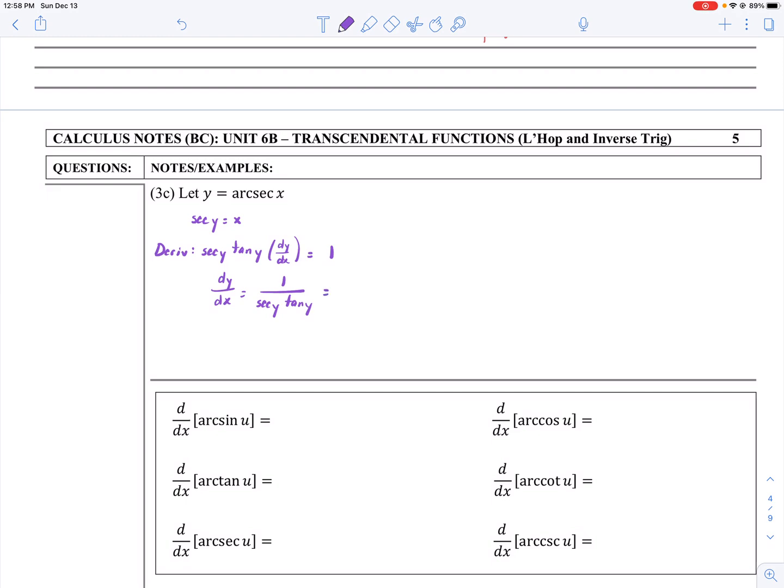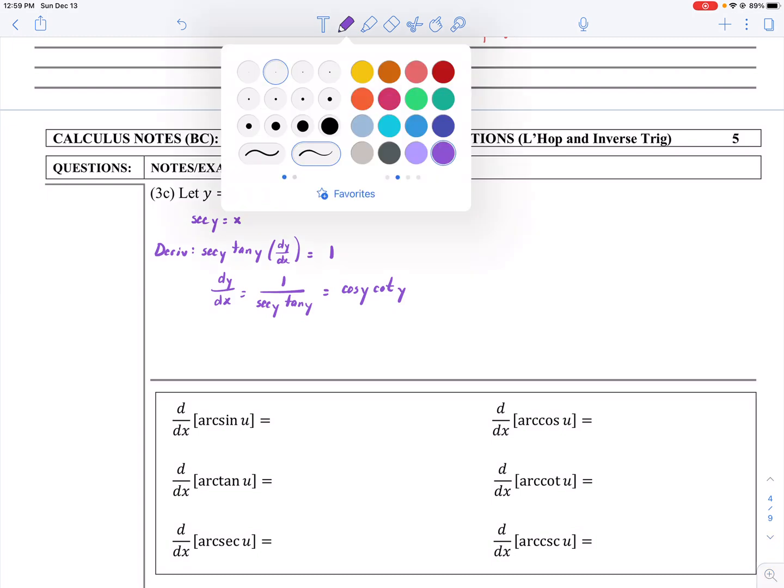If you wanted to rewrite that, 1 over secant is cosine of y, and then 1 over tangent is cotangent of y. You don't have to do that, but obviously if you don't, you're going to be dealing with a complex fraction that you're going to have to clean up a little bit. I need a reference angle, a reference triangle of sorts.